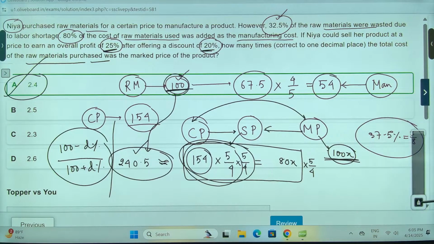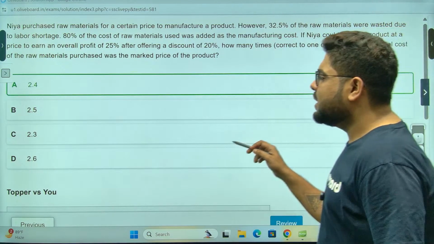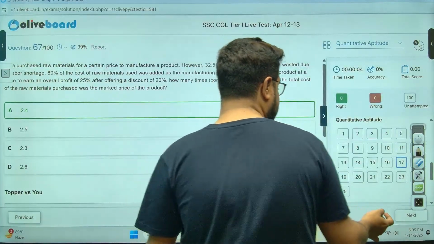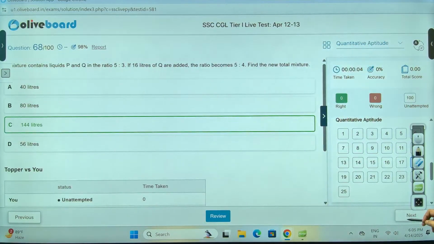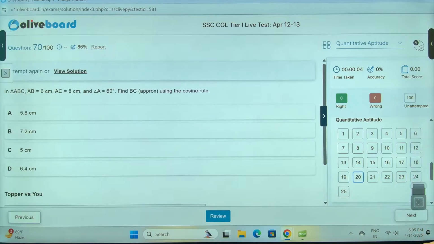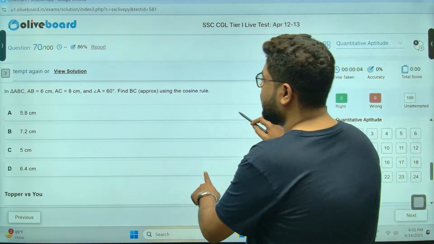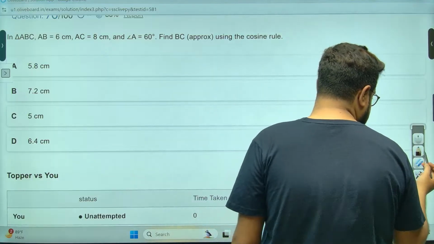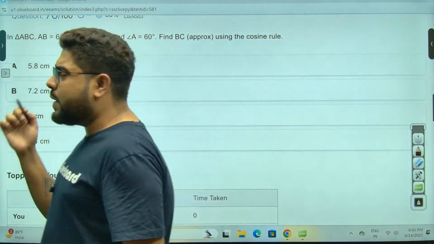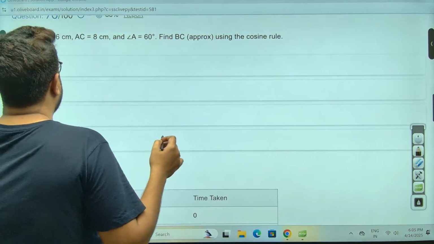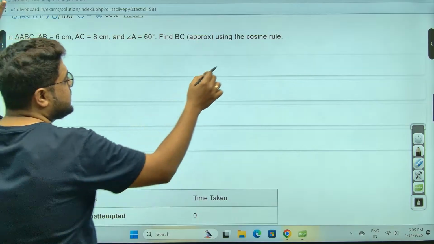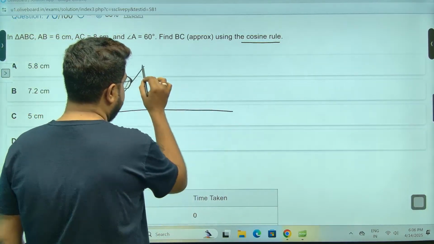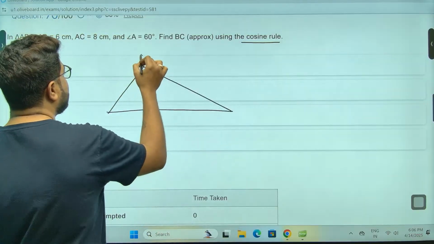Because I have my reasons: you tend to forget, students tend to forget those things in the exam pressure. So that is why I generally prefer not to use formulas, rather go by concept. Sir, okay, cosine rule, okay, let's go, sir. Learn if you don't know already.